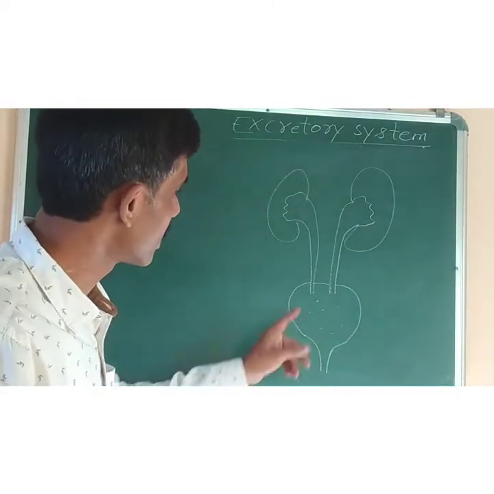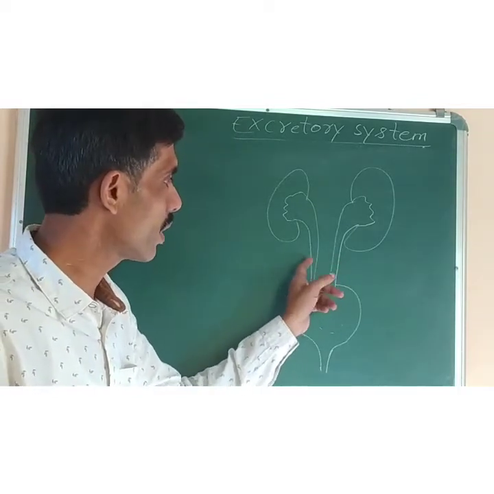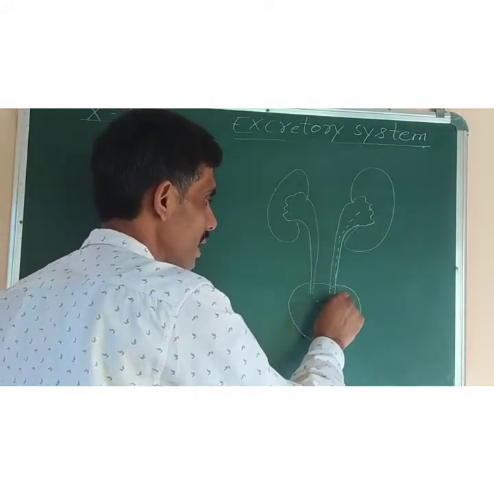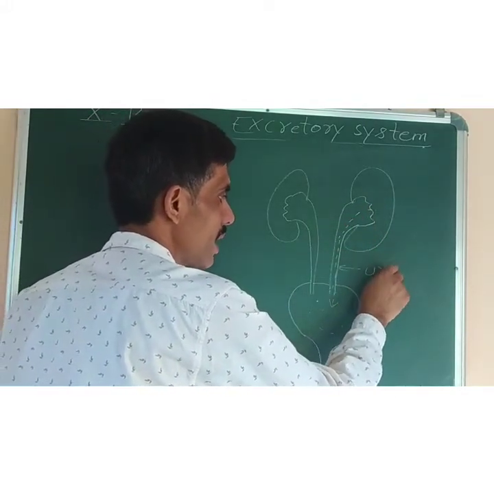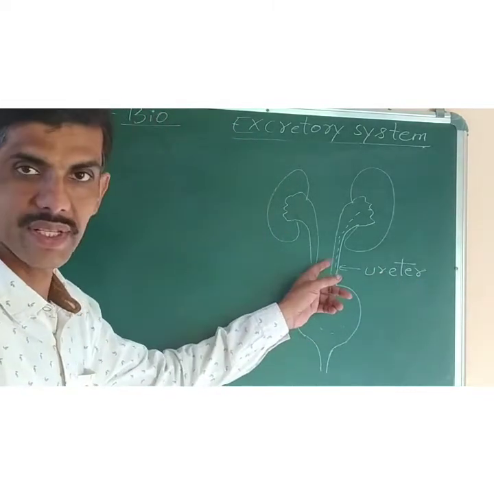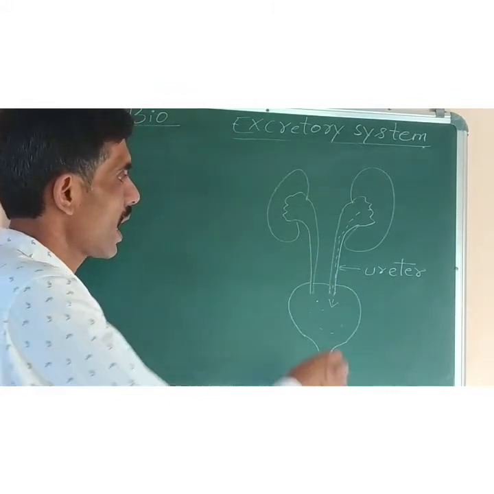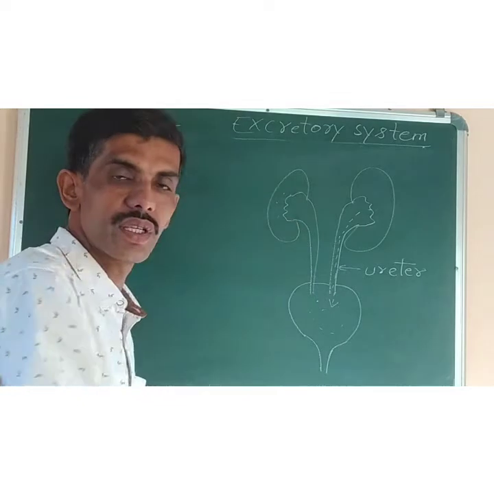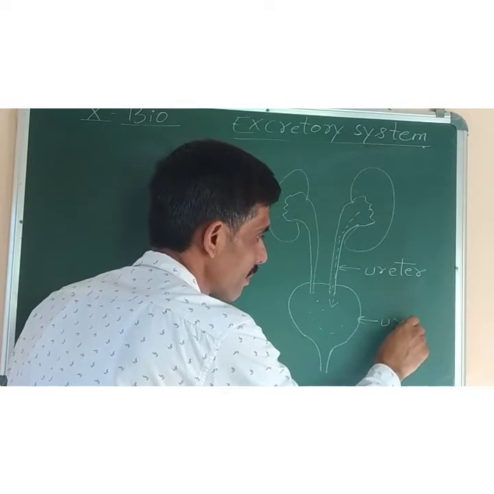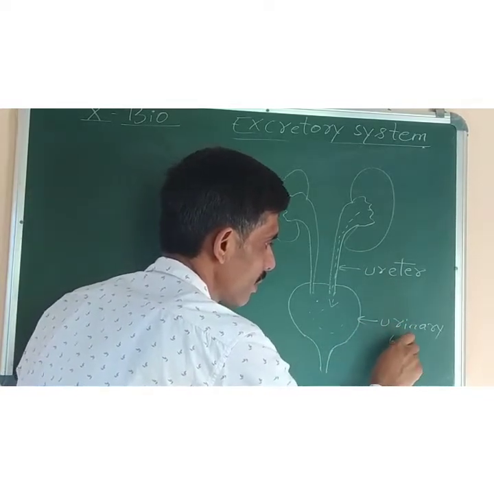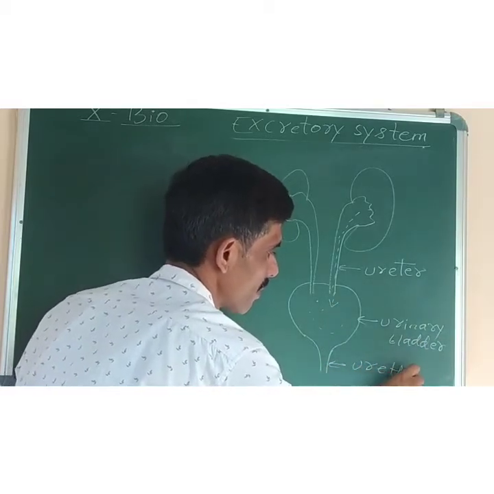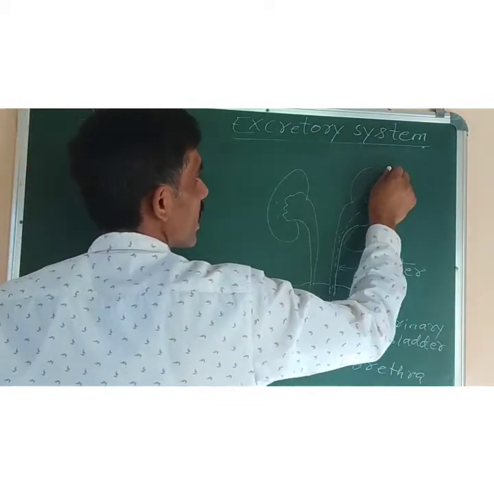Now next one is ureters, the two narrow ducts or tubes which arise from the kidney and carry the urine to the urinary bladder. U-R-E-T-E-R, ureter. The function of both of them is to carry the urine from the kidney, which is made by filtration of blood, to the urinary bladder. So this one is the urinary bladder, and this one is the urethra. This is the diagram of the urinary system. These are the kidneys.